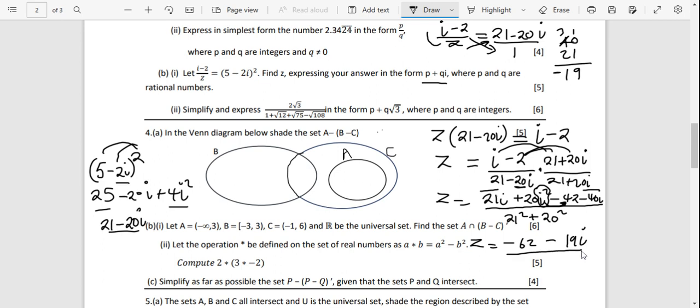In the denominator, 21 squared, we can easily do that. Plus 20 squared. So 21 squared, multiply 21 by 21. 20 squared is a 400. Okay, that is going to give us 841.